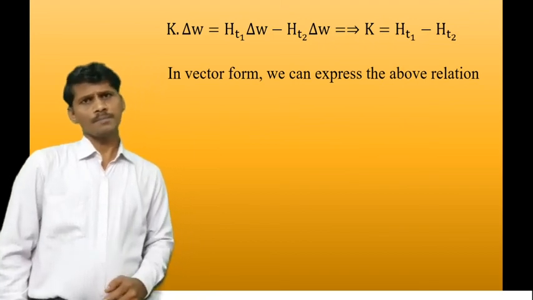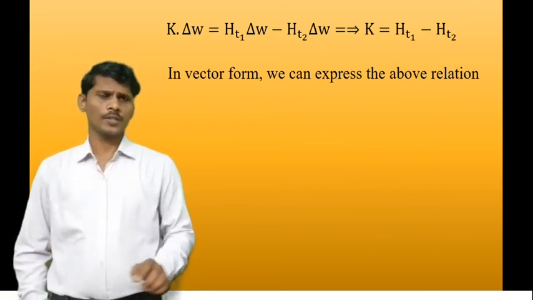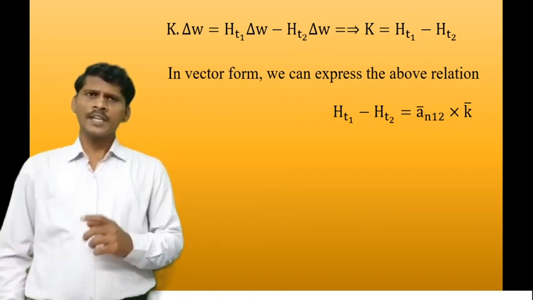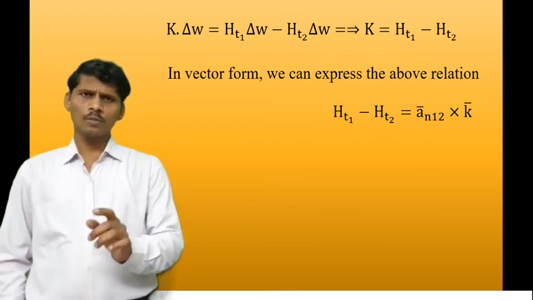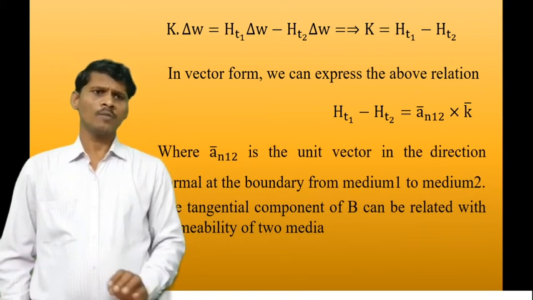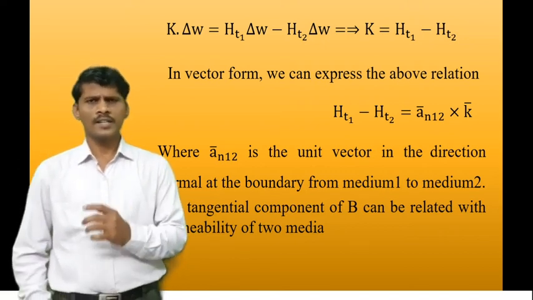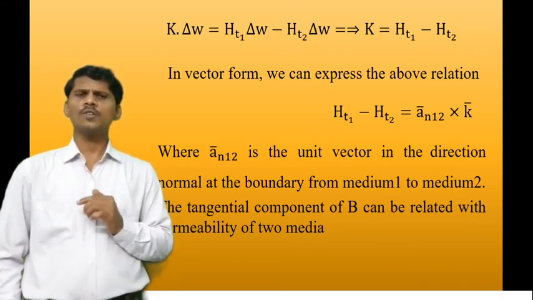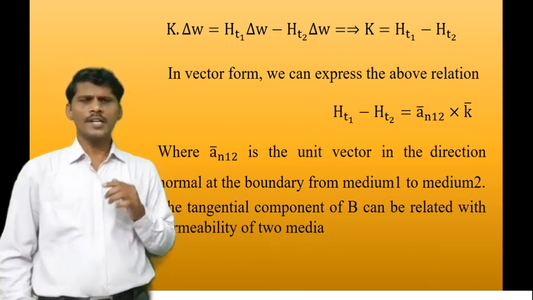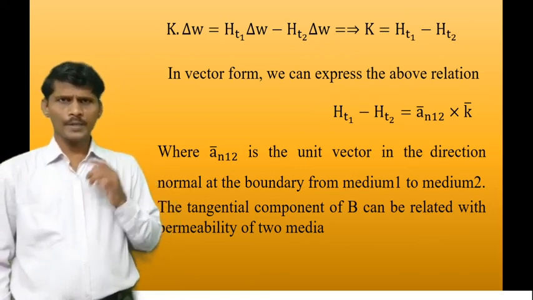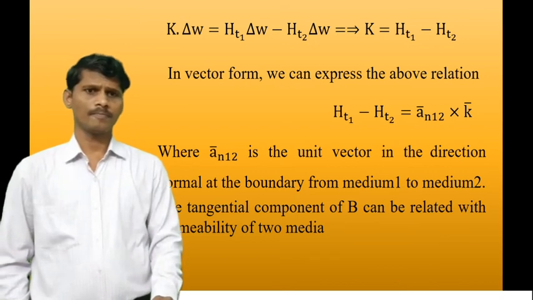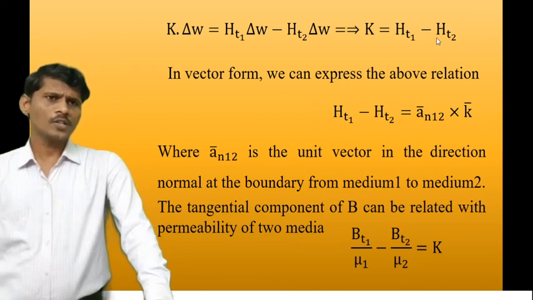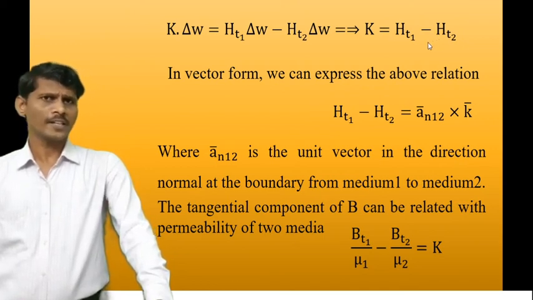In vector form, the above expression may also be represented as H tangential 1 minus H tangential 2 is equal to a n12 bar cross K bar, where a n12 bar is the unit vector in the direction normal to the boundary from medium 1 to medium 2. The tangential component of the magnetic flux density can be related with the permeability of the two media or regions. So this is the relation of the tangential component of the magnetic field intensity.